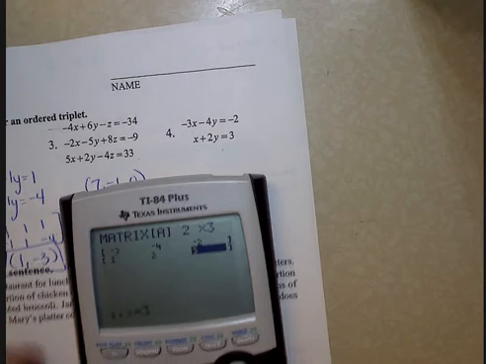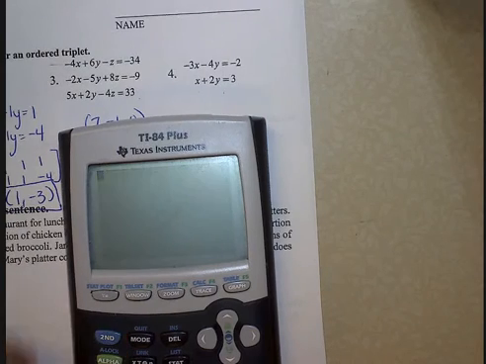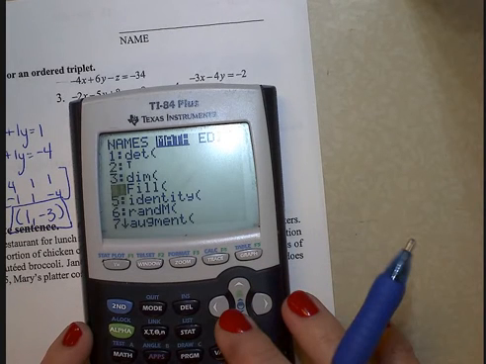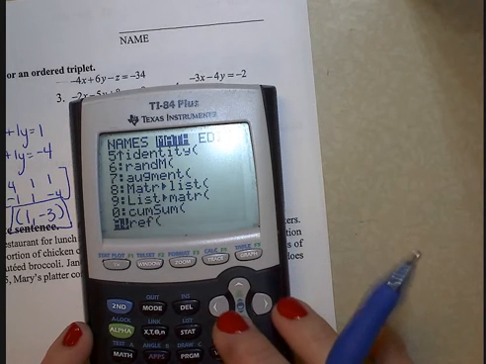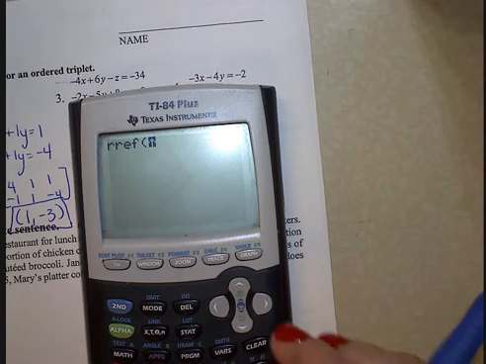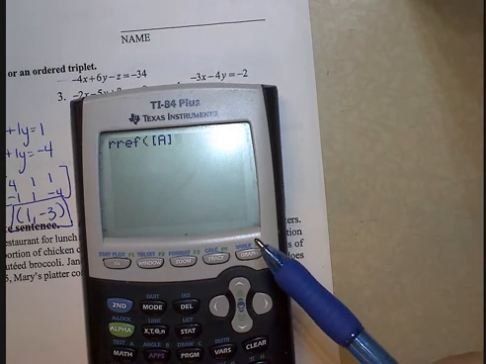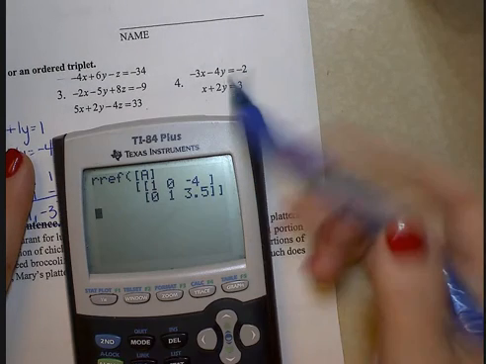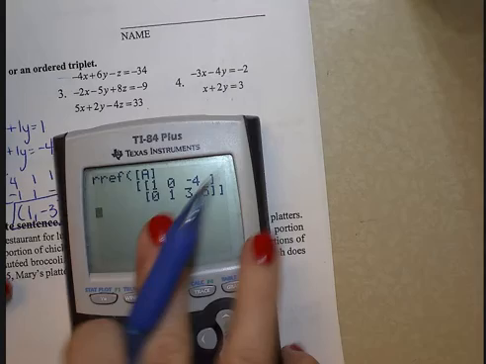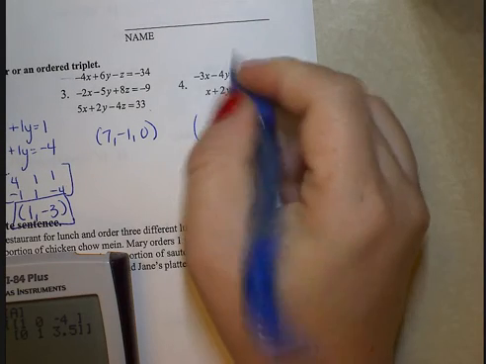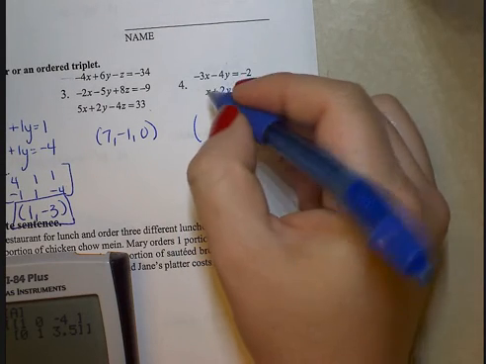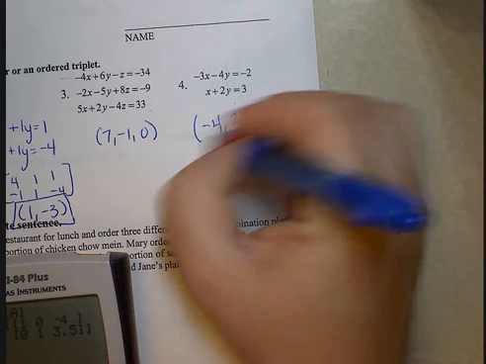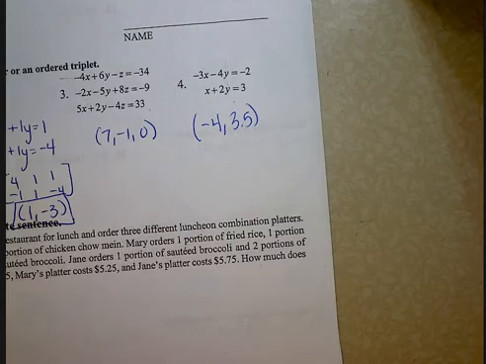Quit out by hitting second quit. Second matrix, go to math, go down to RREF. Second matrix, A is highlighted, press enter and enter again. Because the problem was set up in alphabetical order, this represents your A and this represents your B. Excuse me, I meant to say this represents X and this represents Y. So X and Y, written as an ordered pair.